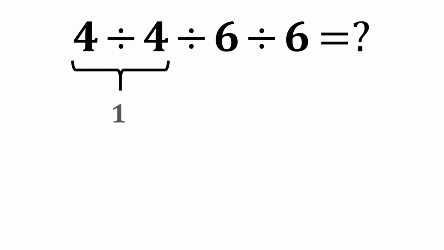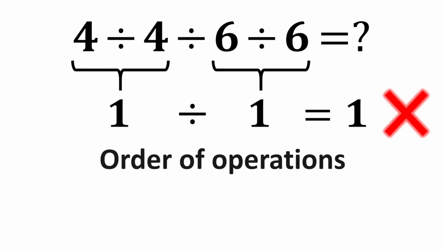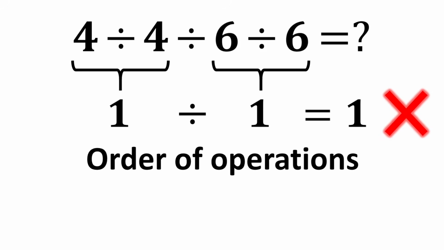4 divided by 4 equals 1. Then, 6 divided by 6 equals 1. Finally, 1 divided by 1 equals 1. But this answer is not correct, because we did not follow the order of operations, which is one of the most important rules in mathematics.